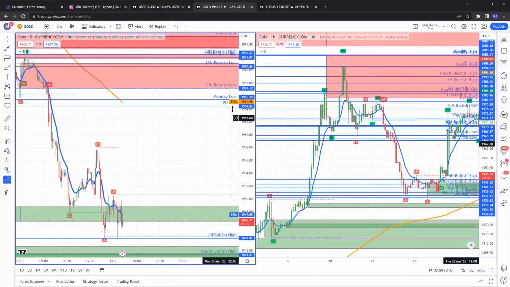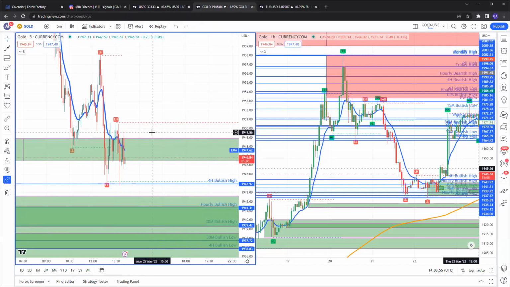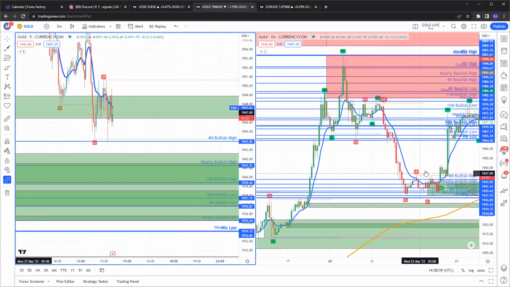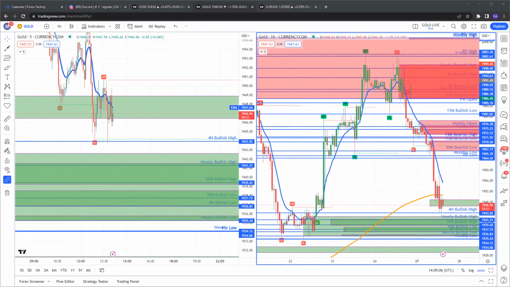Gold again. You can see it's pretty dead. I am expecting gold to come down. If gold comes down to this zone, let's see if it is completing any structure. Yep, it's completing this structure to the downside. So around 1940, around these zones, I'm expecting gold to spike up heavily.